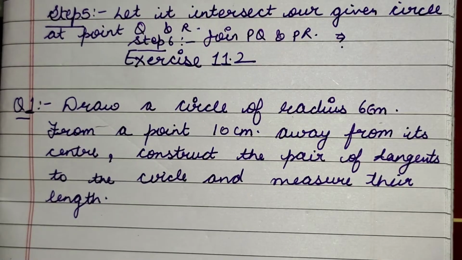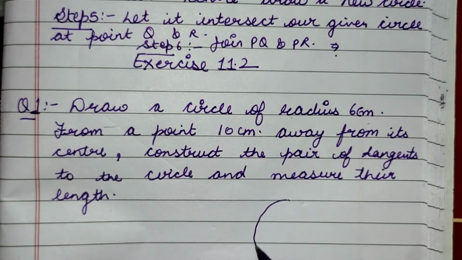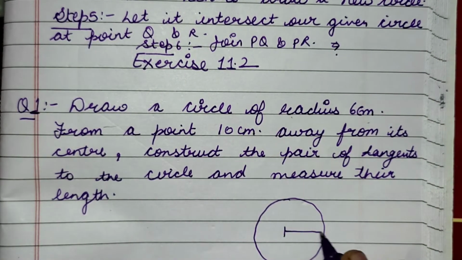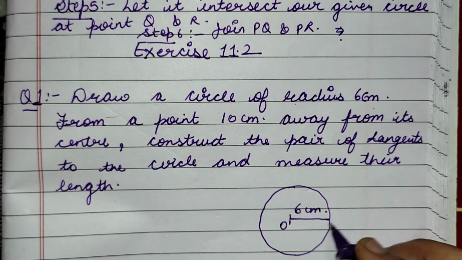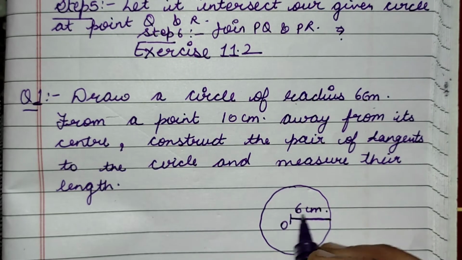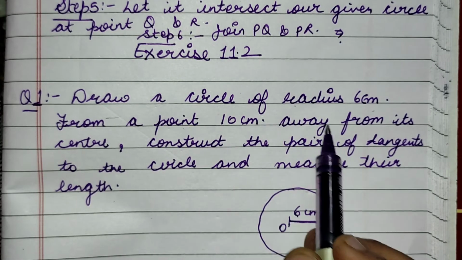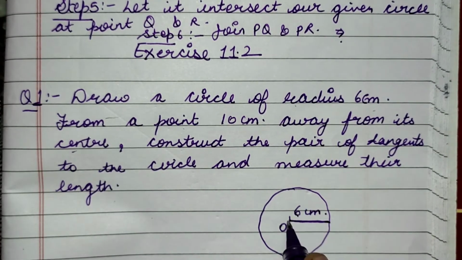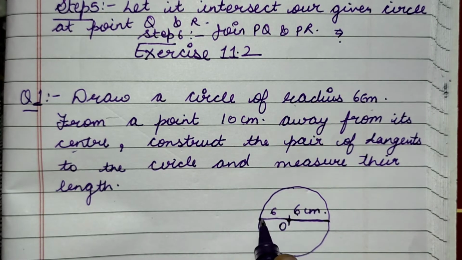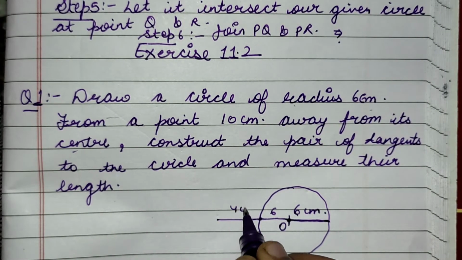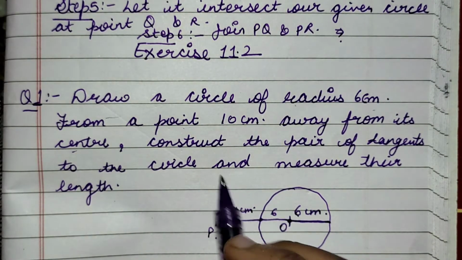So this time, dimensions are given to you: the given circle is of radius 6 centimeter. Earlier we were drawing any random circle, but this time it is given that the radius is equal to 6 centimeter, and from a point 10 centimeter away from the center. So 6 is this and 4 centimeter will be this. So suppose this is my point P.